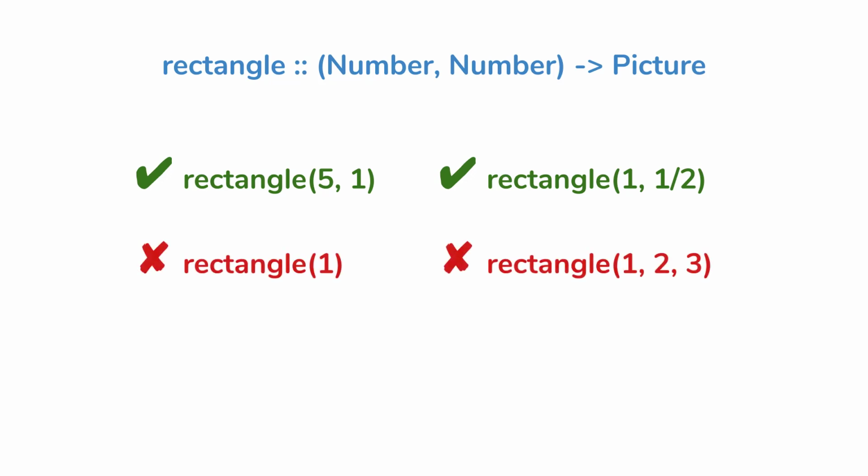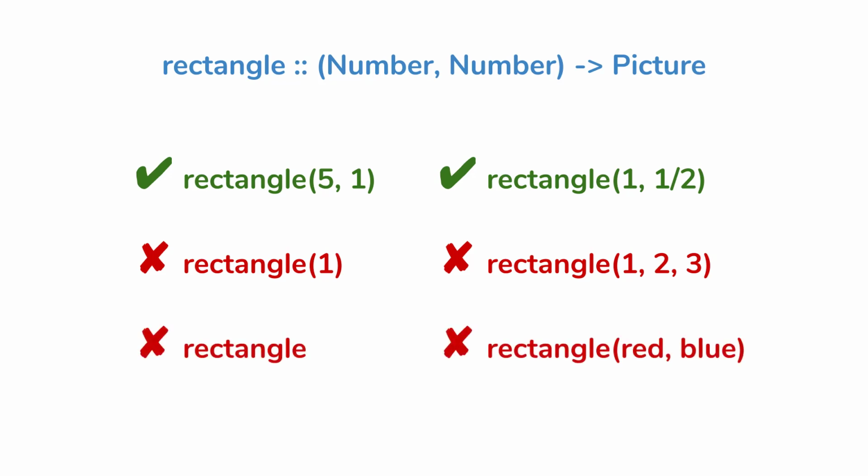These examples, though, are wrong. The example on the left only gives 1 number to the rectangle function, which isn't enough. And the example on the right gives 3 numbers, which is too many. And these examples are wrong for different reasons. On the left, you're using rectangle as just a variable with no arguments at all. That's not right. And on the right, even though rectangle has 2 arguments, they're the wrong type. They're colors instead of numbers. So to correctly use the rectangle function, you have to match both the number of arguments and the types of those arguments. That's what the signature tells you.